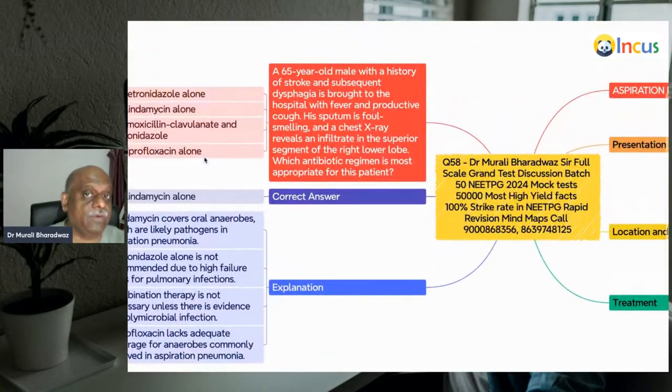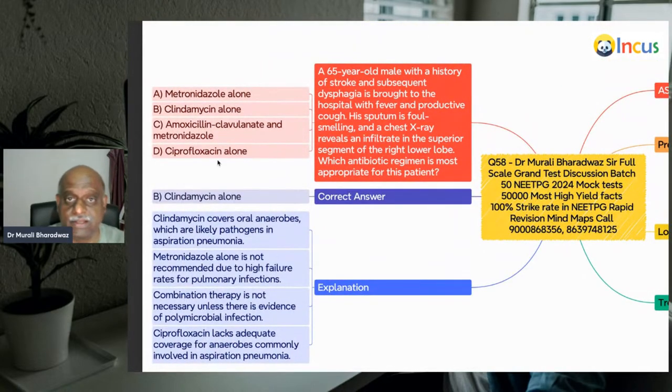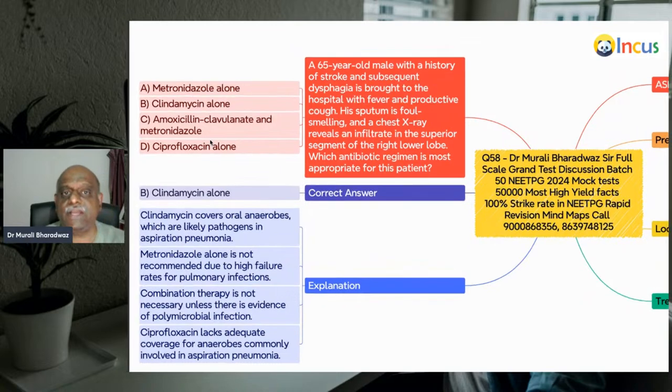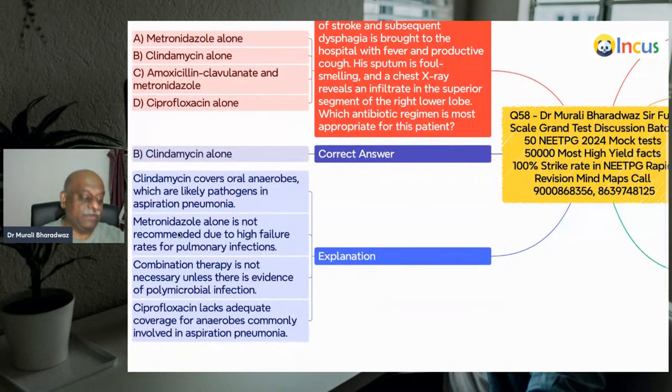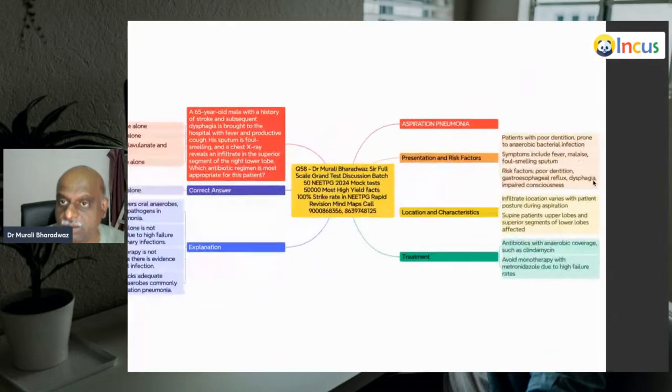A 65-year-old with a history of stroke, subsequent dysphagia, foul-smelling sputum, and an infiltrate in the superior segment of the right lower lobe. So whenever there is aspiration pneumonia, there are a lot of anaerobic organisms. Oral anaerobes are responsible. Clindamycin is the treatment of choice, is what you need to remember.